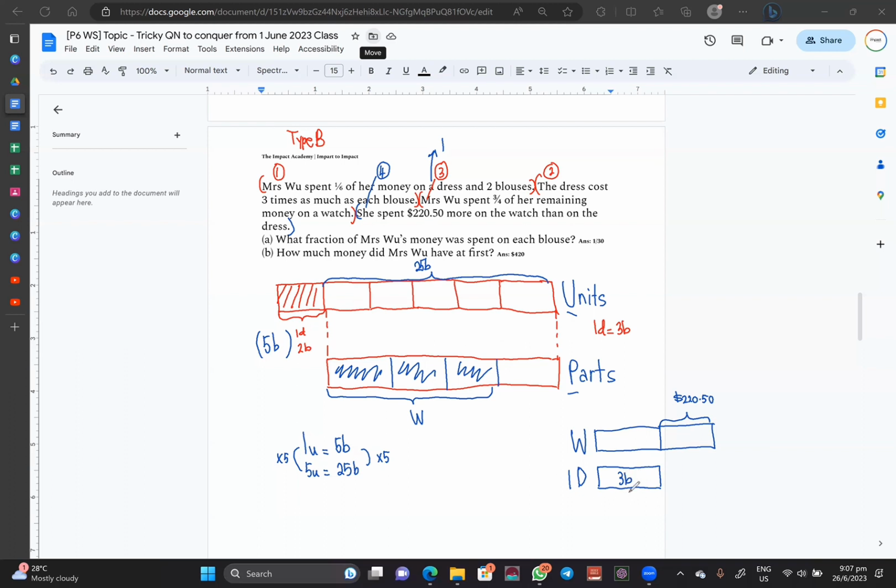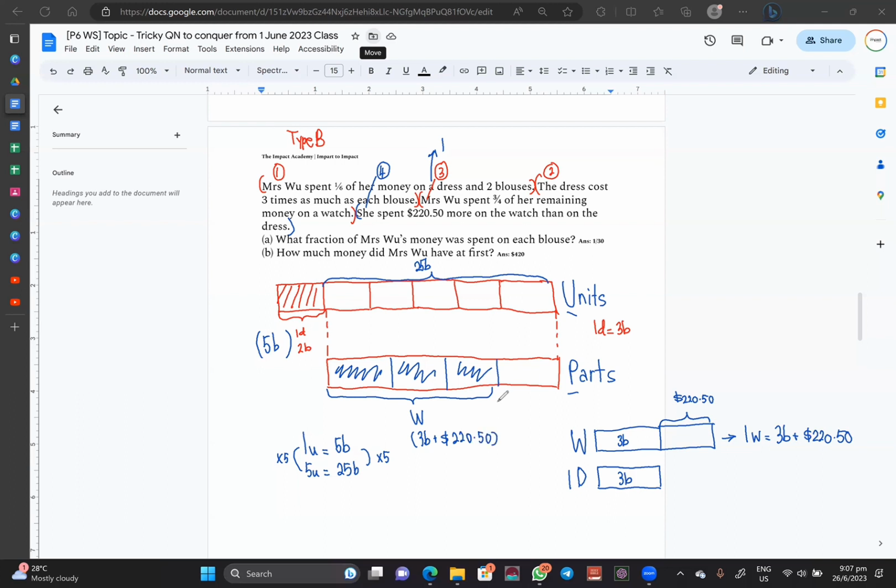If I know that there are 3 blouses over here, when I mirror image up, I will also get 3 blouses for my watch. So what does this tell you? It tells you that 1 watch is actually equal to 3 blouses plus $220.50. So since we know this, we are going to write down that this is actually equal to 3 blouses plus $220.50.